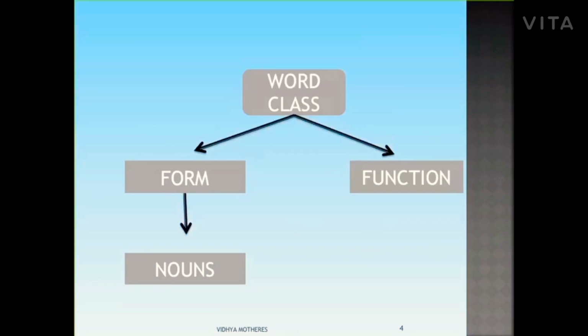Under form class, we will have verbs, nouns, adjectives, and adverbs. And all the words that we learn there are called vocabulary words. Whereas under function class, we will be learning about prepositions, determiners, pronouns, and conjunctions. And these words are sometimes called grammatical words.